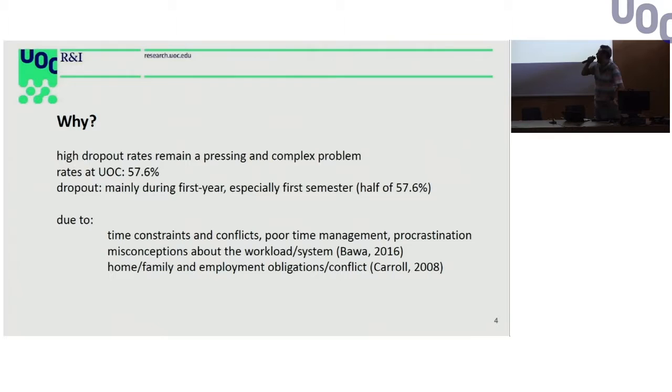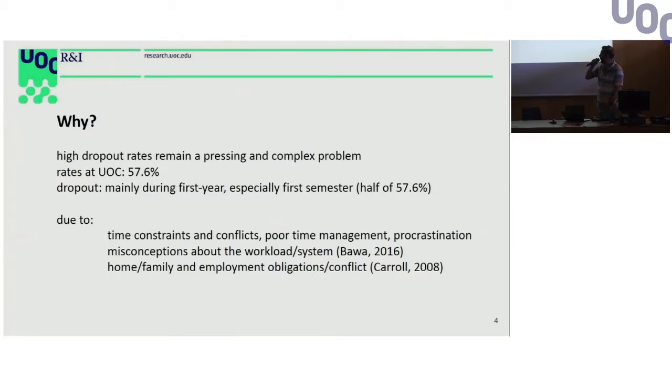Why the justification? Well, high dropout rates, not only at UOC, but especially in other open universities, remain a pressing and complex problem. The rates at UOC are very high, 57.6%, and dropout happens mainly during the first year, especially the first semester, which accounts for half of dropout at UOC, that is almost 30% of the students who enroll in their first semester do not come back, which is a huge problem.